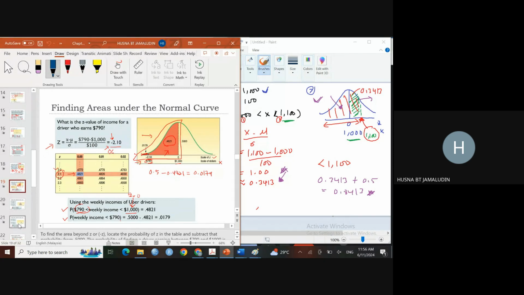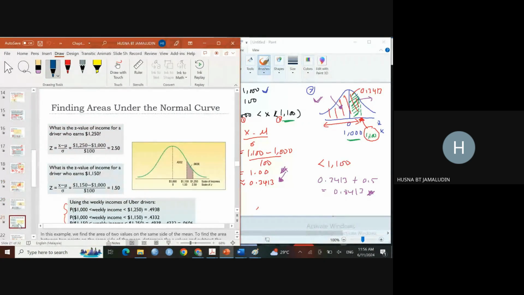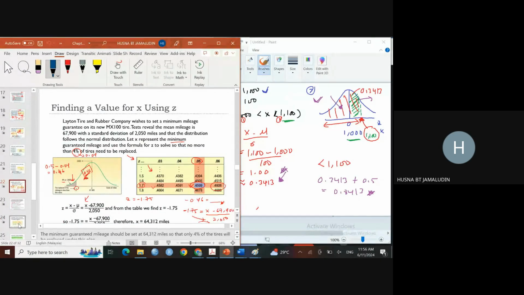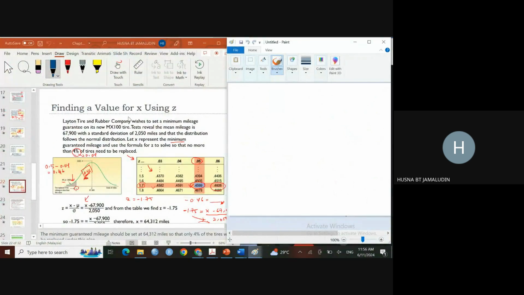Okay? So this is just another example. This is the second point, which is finding a value of your x using the Z formula. So remember, all this while, your x has been given in the question, and then you apply the formula of Z to find the probability. But now, they don't give you the x. So how do you find the x? From the probability, you convert into the Z value, and then you can find your x. So it's like working backward.